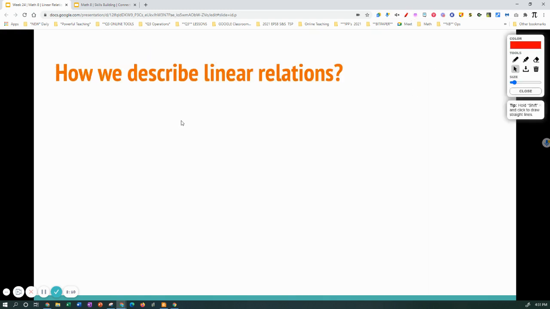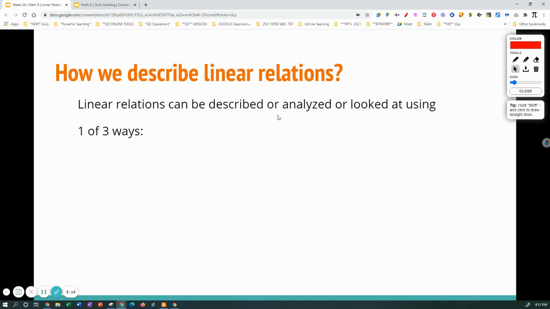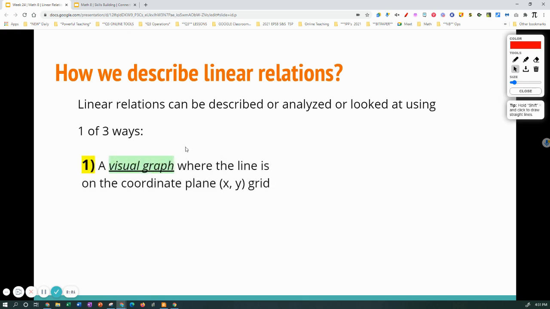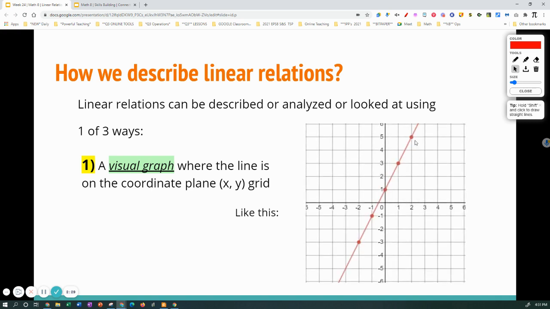How do we describe linear relations? Linear relations can be described or analyzed or looked at using one of three ways. I'm going to start with the most visual way. A visual graph is where the line is on the coordinate plane, the XY grid. So like this. There's your line, and I've chosen some points. Now, those points are just chosen out of pure convenience or even randomness, grade 8s.